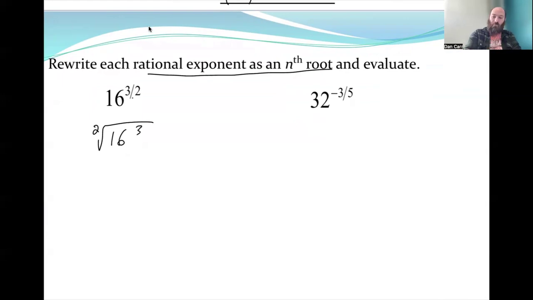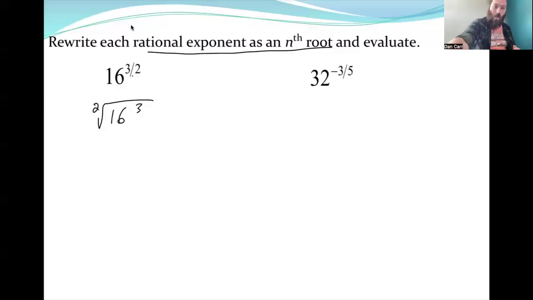So I take the square root. So if we take the square root of 16 now, that's going to be 4 to the third power. And 4 to the third power is 64.